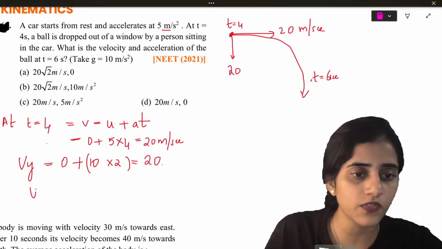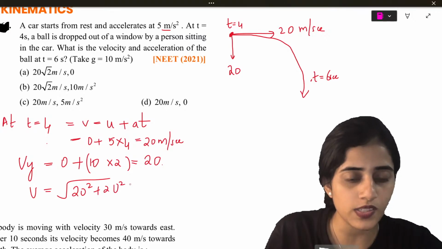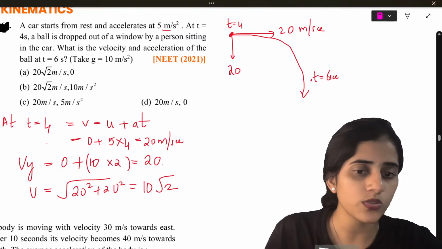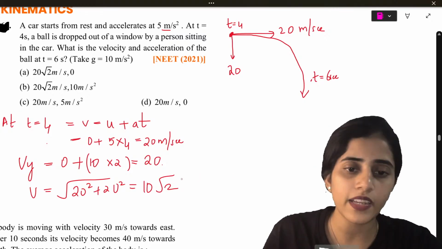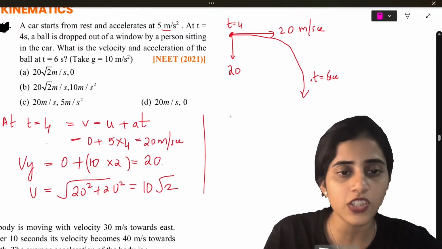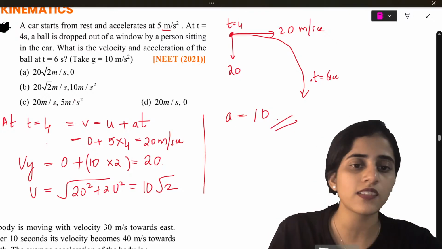Now what will V be? Square root of 20 square plus 20 square, which is 10 root 2. Okay, 10 root 2. So acceleration is how much? Acceleration is 10.